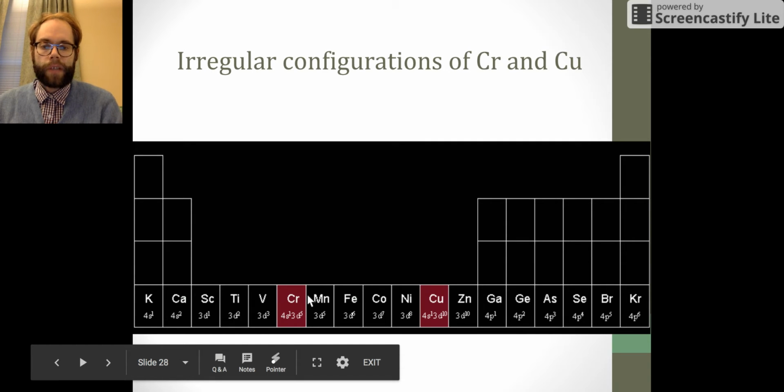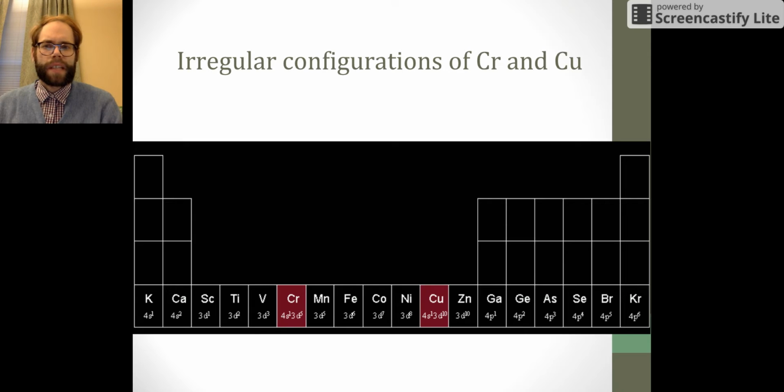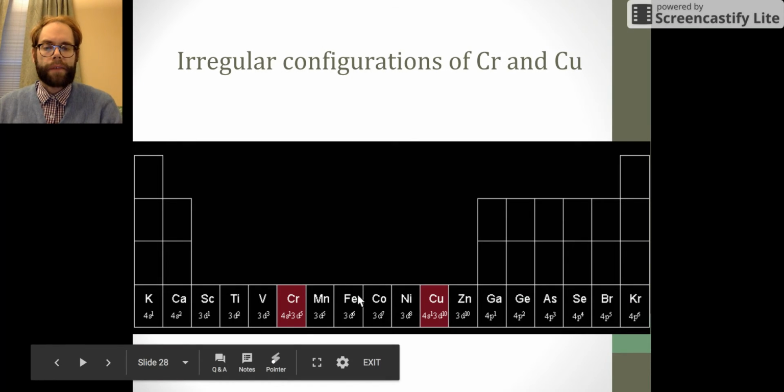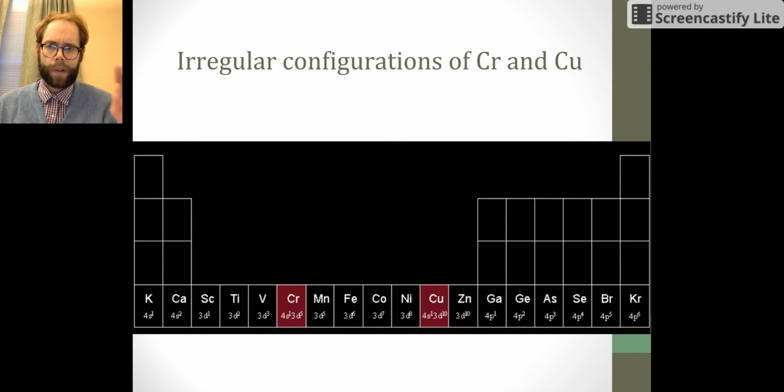And the configuration of chromium and copper are kind of odd exceptions. You may see a question on that, but it's just something to keep in the back of the head. You will for sure probably have one that is going to be, say, like iron here, where it's a 3d6. Just remember that it's 3d6, not 4d6, even though it's in the 4th row of the periodic table.